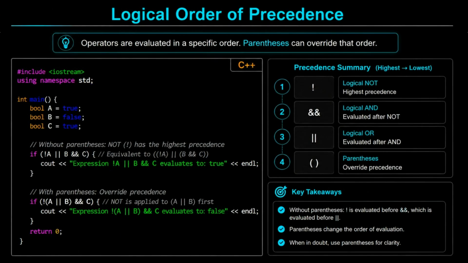Here's that identical precedence demonstration written in C++. Same two expressions, same A, B, and C values, same contrast between relying on default precedence versus using parentheses to force a specific evaluation order. The logic translates directly regardless of which language you're using.